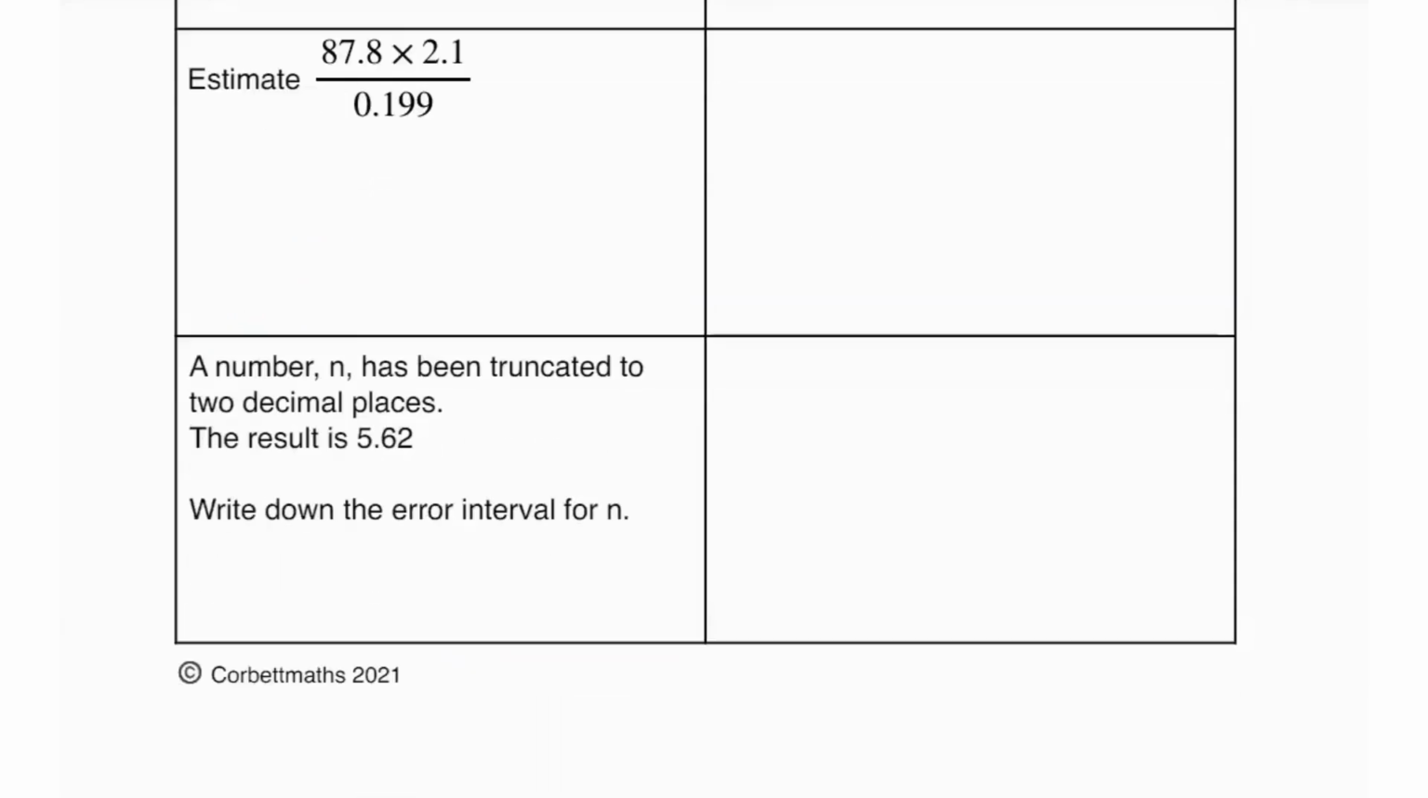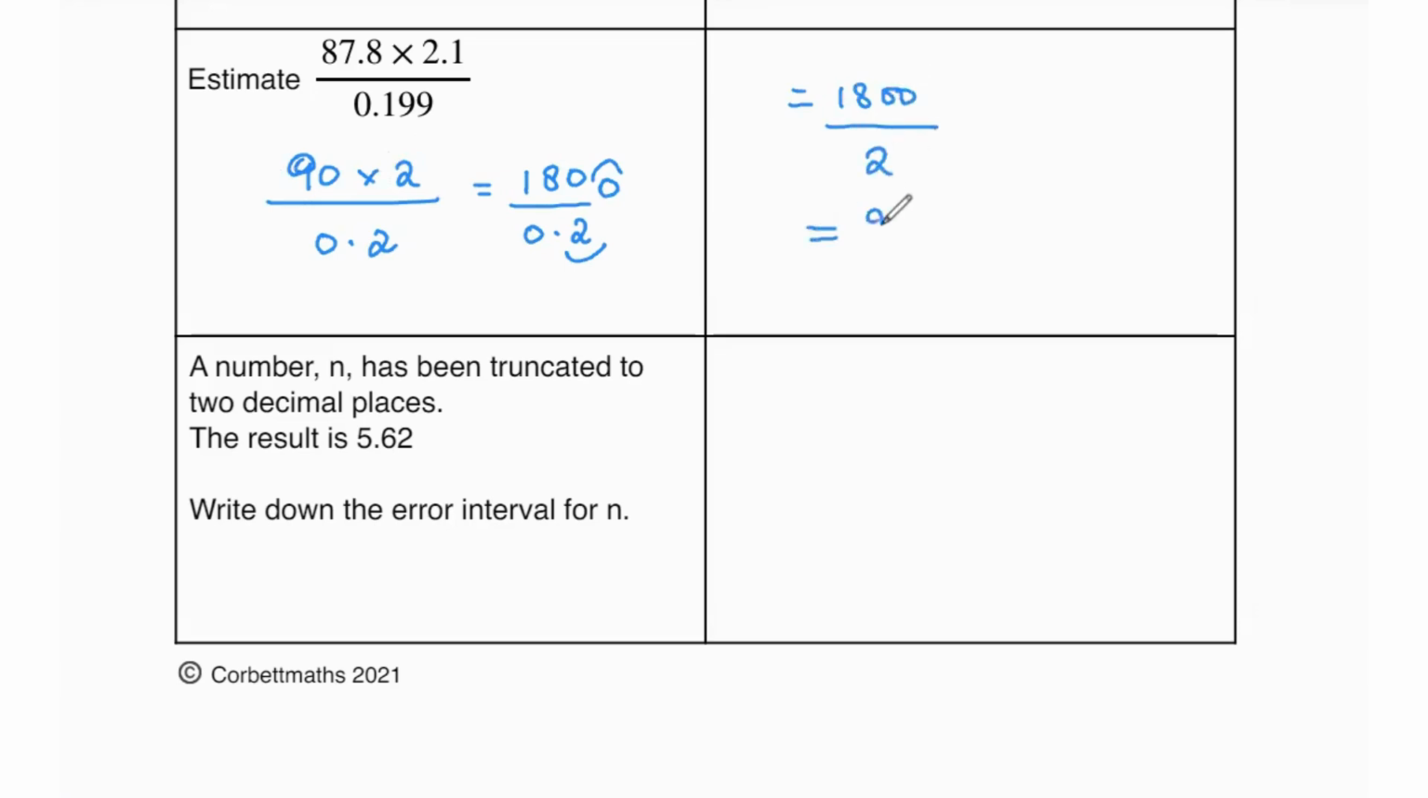Next question says, estimate 7.8 times 2.1 divided by 0.199. So let's round 7.8 to 8, 2.1 to 2, and 0.199 to 0.2. All of these are rounded correct to one significant figure. So 8 times 2 is 16 divided by 0.2. Move the decimal, we add a 0 over here. So that's going to be 160 divided by 2, which is 80. That's your answer.